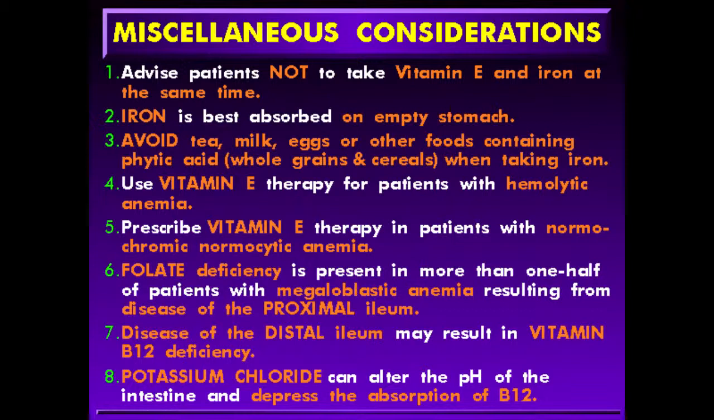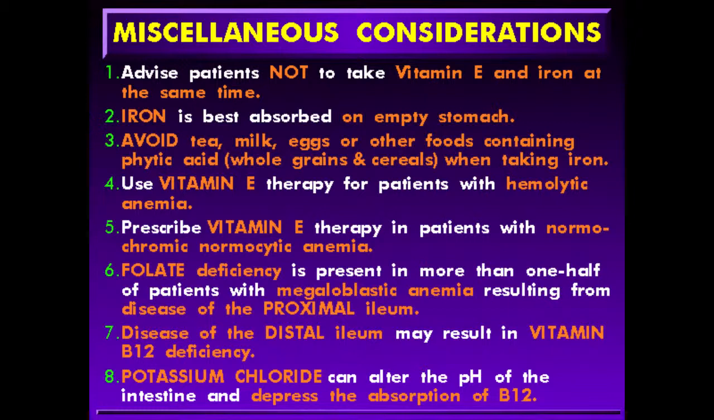Here are 8 miscellaneous considerations that may be of value when prescribing nutrient therapy. First, patients should not take vitamin E and iron at the same time of day, since vitamin E is an antioxidant and iron is an oxidant, and the two will compete biologically. Second, patients should limit their intake of tea, milk, eggs, or foods containing phytic acid, whole grains, and cereals when on iron therapy, as they can bind with the iron and make the nutrient insoluble.